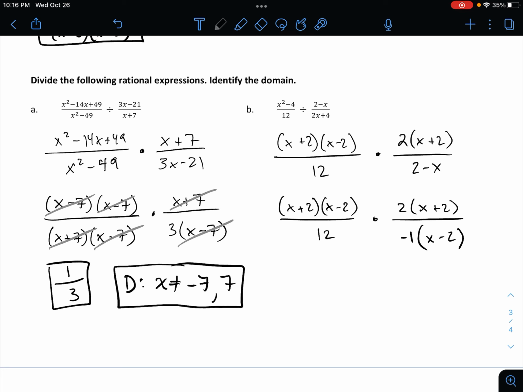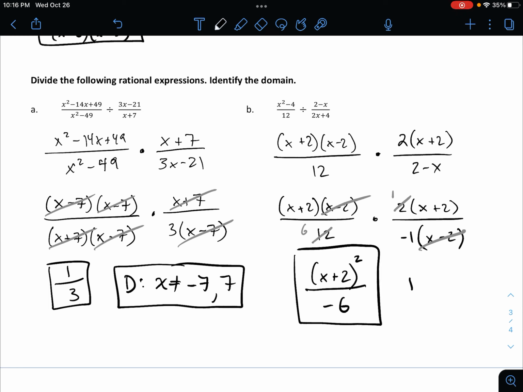So now that we've factored out a negative 1, that actually is helpful because I can cancel out the x minus 2's. And I can look at the 2 and the 12, right? 2 over 12 is just 1 over 6. So if I look at my final answer, we've got an x plus 2. I've got another x plus 2, so I'm actually going to save myself some time and just put squared because I've got 2 of them. And that's all over 6 times negative 1, which is negative 6.